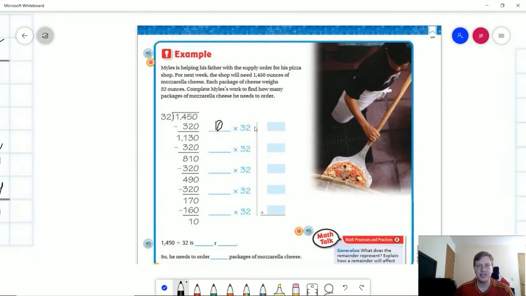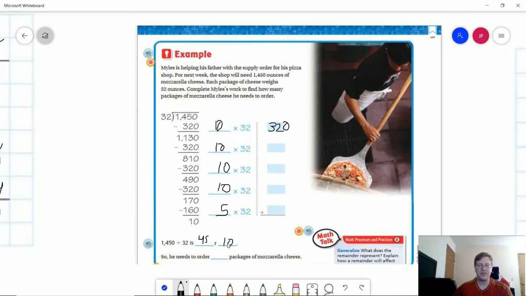If I do 10 times 32, that gives me 320. And then when I subtract the 320, I'm left with 1130. I can do that a second time. And just pretend that I keep writing these down. And then the last time I get 160, which would be the same thing as 5 times 32. And I'm going to have a remainder of 10. So my answer is going to be 10, 20, 30, 40, 45 with a remainder of 10.